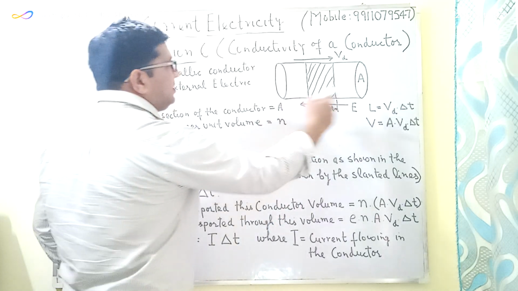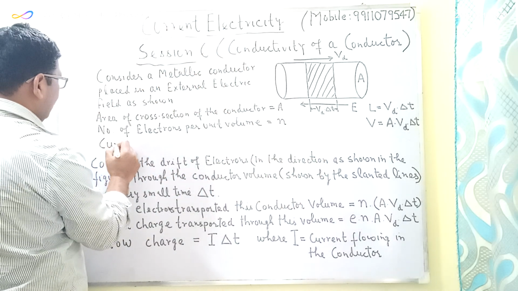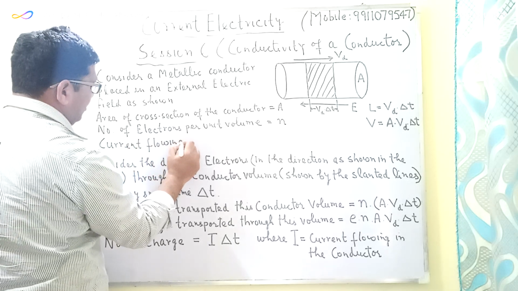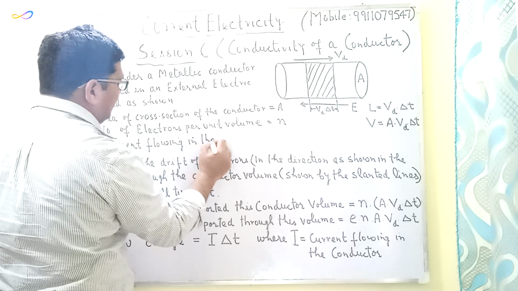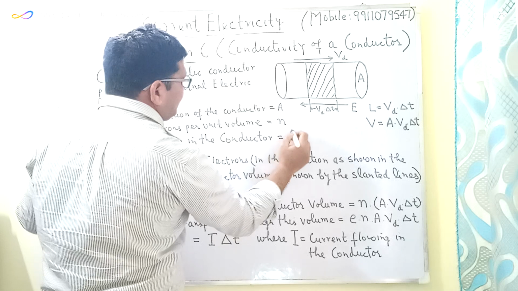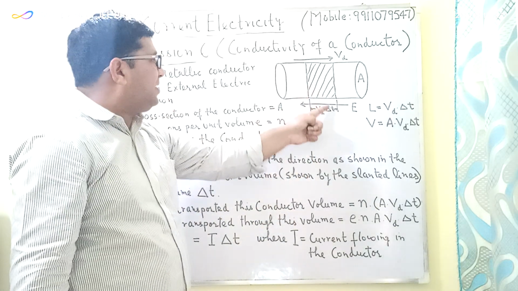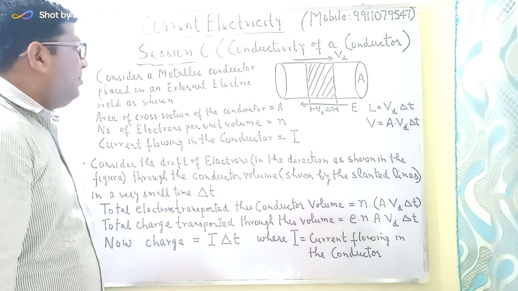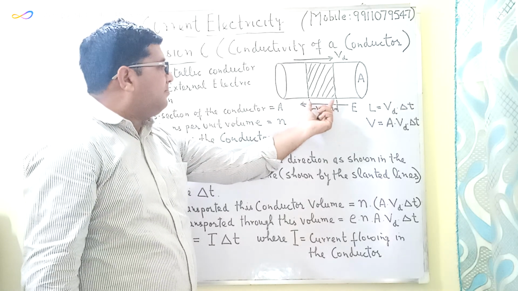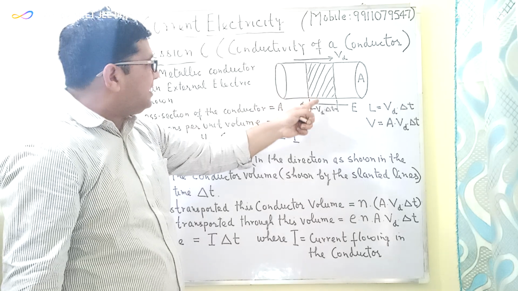Now, here I have considered one conductor having a cross-sectional area A, and the current flowing in the conductor is taken as I. Second thing, the number of electrons per unit volume has been taken as small n. Now, in this figure, I have taken one portion of the conductor as shown by these slanted lines.